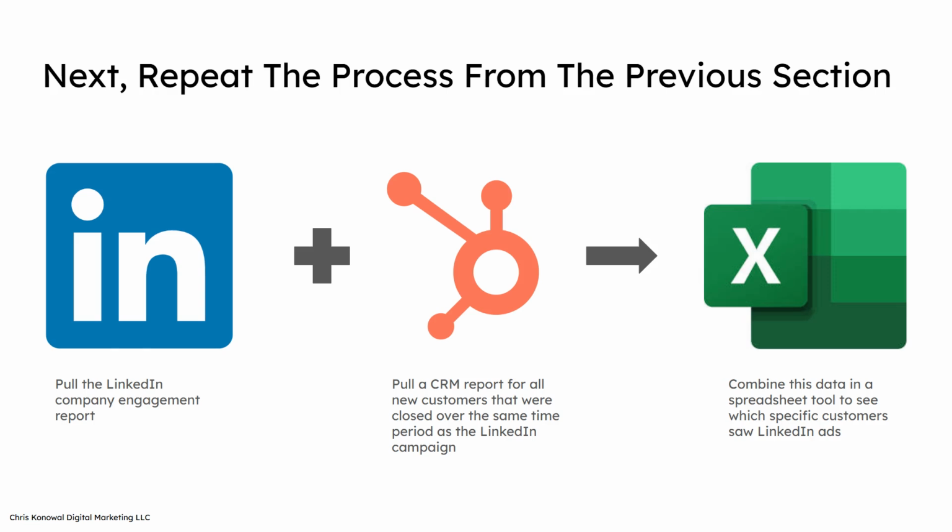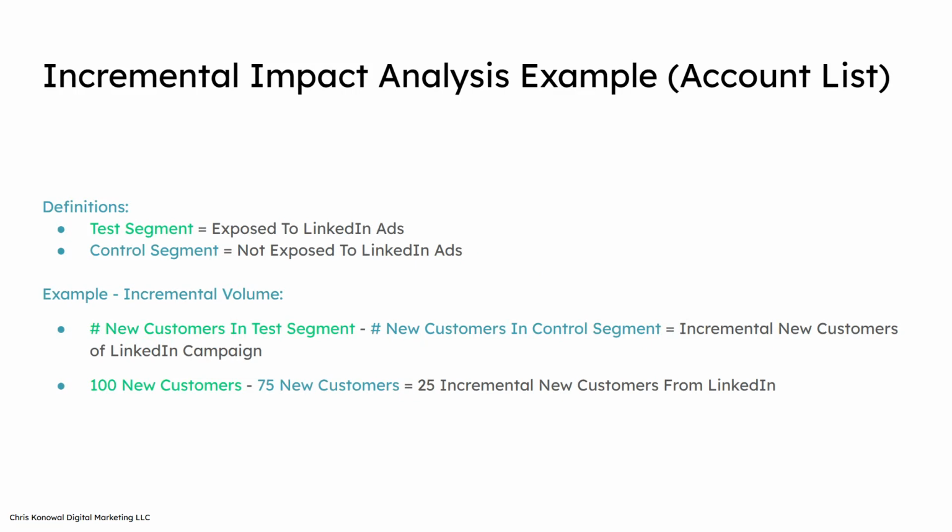So once you've got your lists, what you can then do is run two different variations of an incremental impact analysis. This first example is using the account list. So you've got your company ABM list in LinkedIn, you've got the control list in your CRM, and all you're going to do is basically take the number of new customers in your test segment that were exposed to your ads, subtract the number of new customers in your control segment that didn't see any ads, and boom, you've got the number of incremental new customers from your LinkedIn campaign. Very simple math example here.